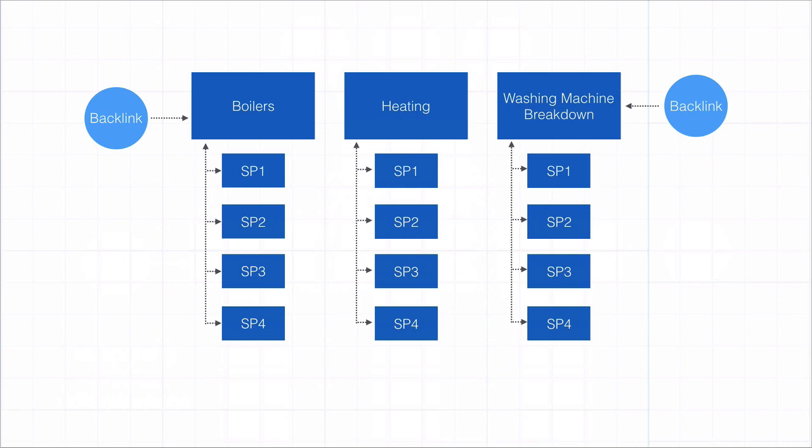Notice how the boiler supporting pages never link to the heating supporting pages and never link to the washing machine breakdown pages and so on. These never link to each other because we don't want to power them up in that structure. We want to have all these boiler supporting pages powering up the boiler page because it's relevant to the same topic. Likewise, we want all the heating supporting pages only to link to the heating pages because they're all relevant to the same topic. Hopefully that makes sense.